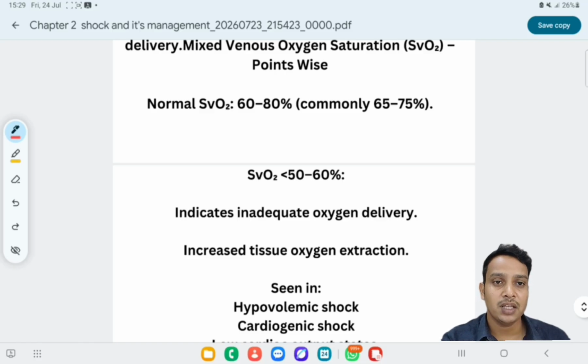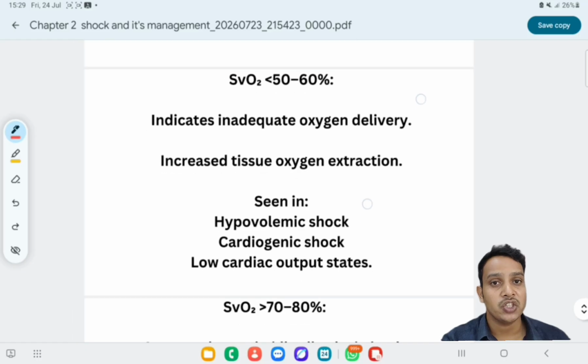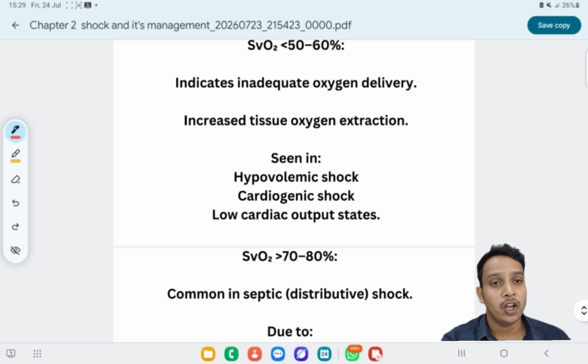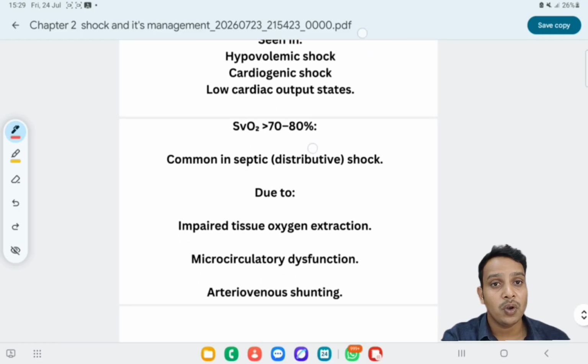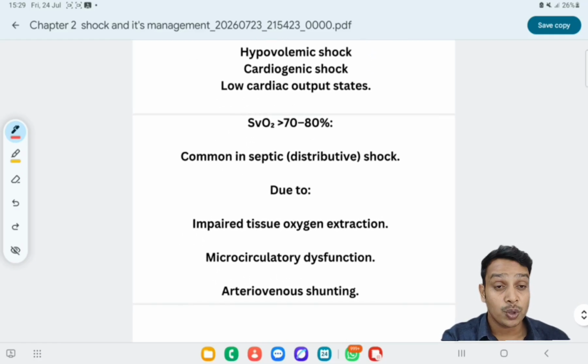In cases of septic shock, because of profound vasodilation, anaerobic metabolism happens. And also in septic shock, because of impaired tissue oxygen extraction and microvascular dysfunction, the cells will not take up the oxygen properly. So mixed venous oxygen saturation increases, to 70 to 80%, whereas normally it is 60 to 70%, but in septic shock it is more than 70 to 80%.